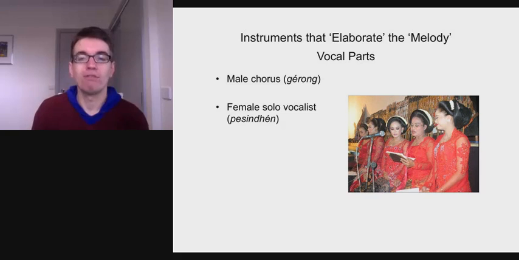And we have a female vocalist called a pesindhen. In the picture on the screen here, you can see a group of pesindhen, but in performance, only one of the singers would sing at any one time. Unlike the part that the male singers perform, pesindhen have much more freedom and flexibility in how they perform their part in relation to the other instruments.